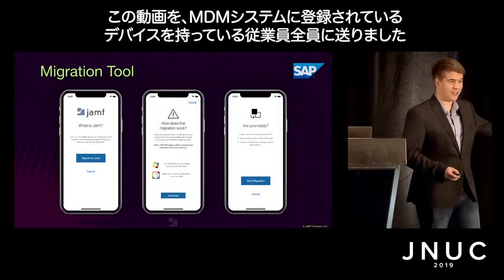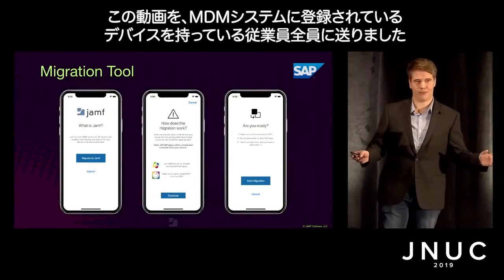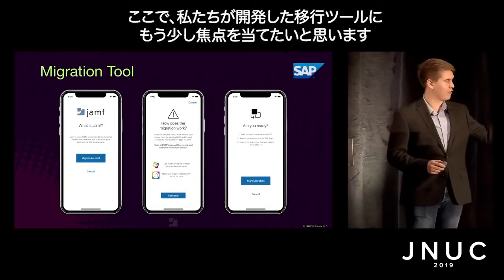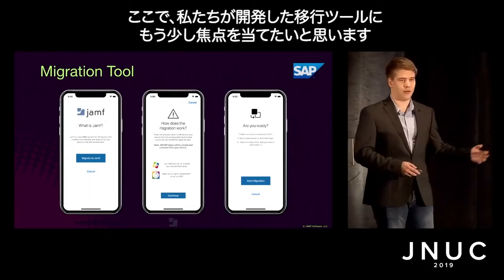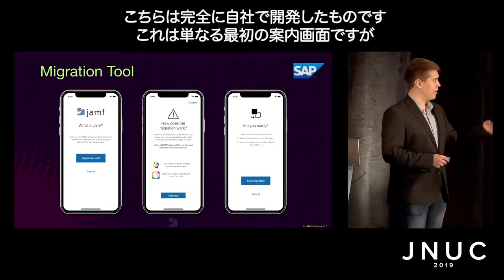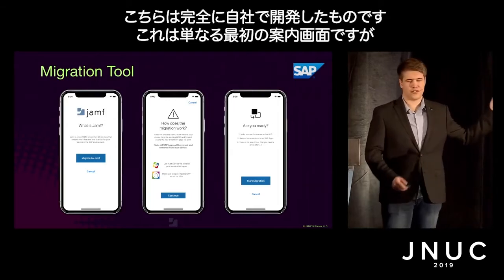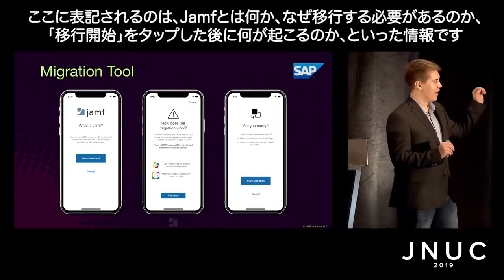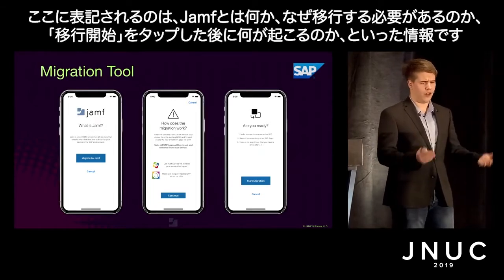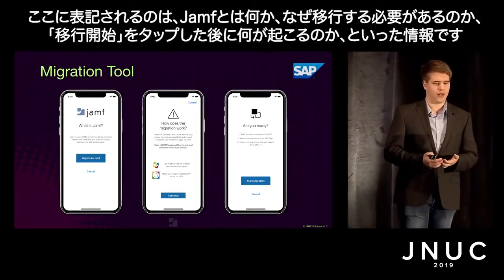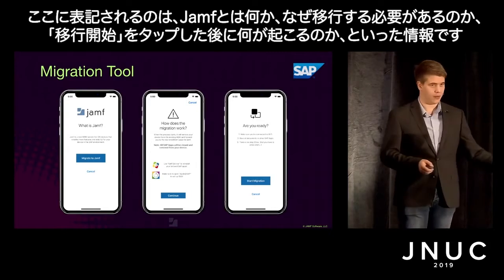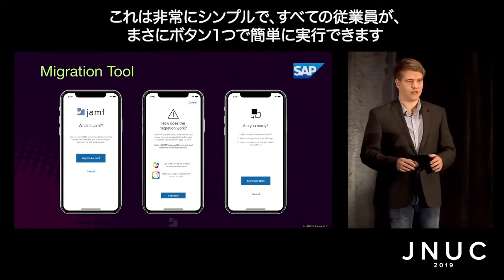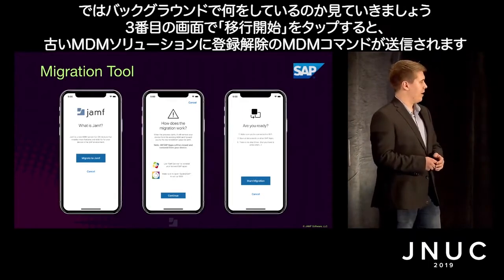Right, so this little video was sent to all of our employees that had devices in our MDM system. And I wanted to focus a bit more on the migration tool that we developed. So it was totally self-developed, and the screens that you can see here actually don't do anything, like literally anything. They just show information about what is Jamf, why do I need to migrate, and what's happening after I tap Start Migration. It's super simple, and every employee could simply just do it with one button, literally.